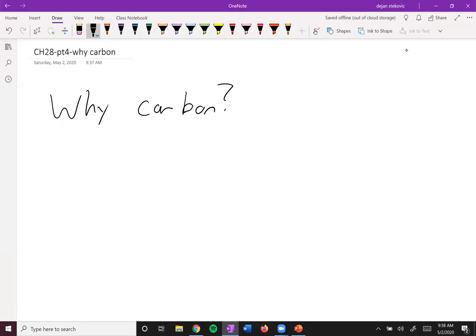All right, so one of the questions you might be thinking about is why carbon? Why is all life based on carbon? And that's because carbon has these special properties that other elements simply don't. So in general, carbon forms 4 bonds, and this allows it to make chains, and relatively stable chains.